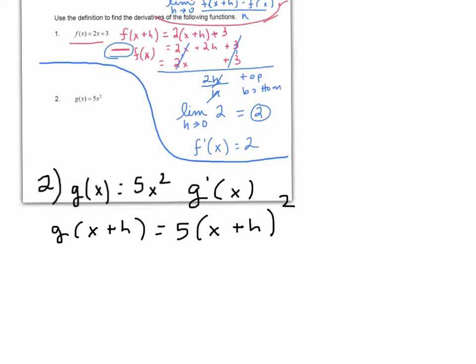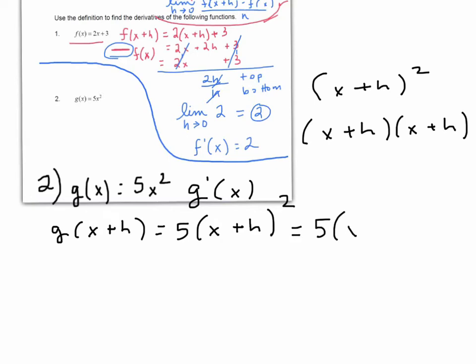Please remember this idea of x plus h squared. You can look at it just the old way. I know some of you talk about FOIL, some of you talk about box, but that's basically what you're doing. You've got to come up with x plus h times x plus h. And when you do that, it's x squared plus 2xh plus h squared.